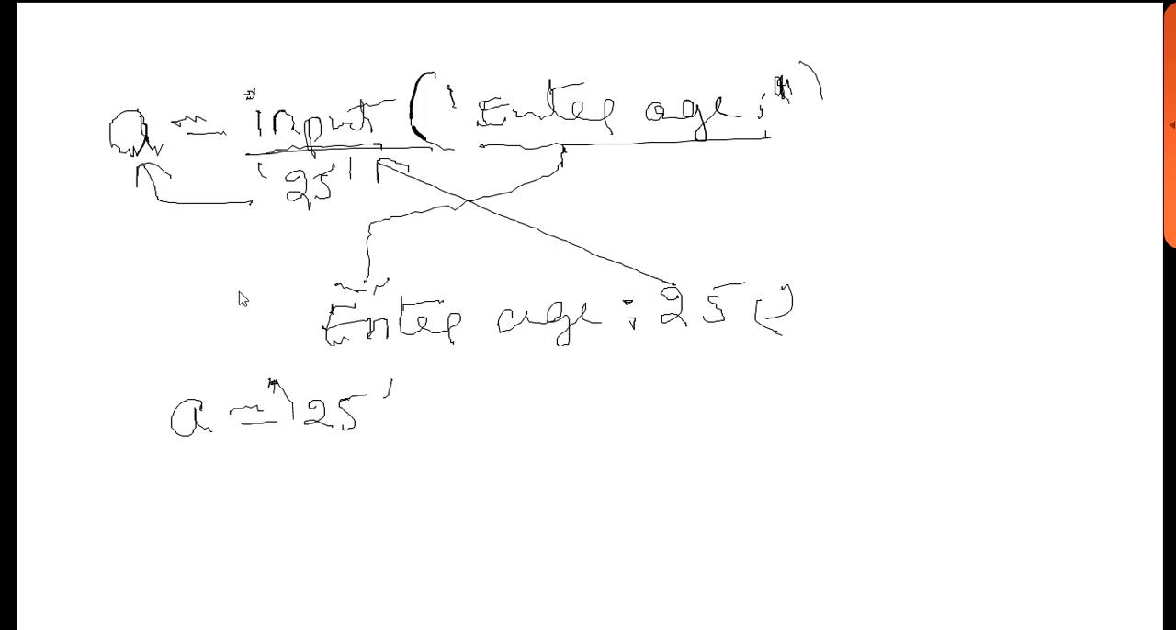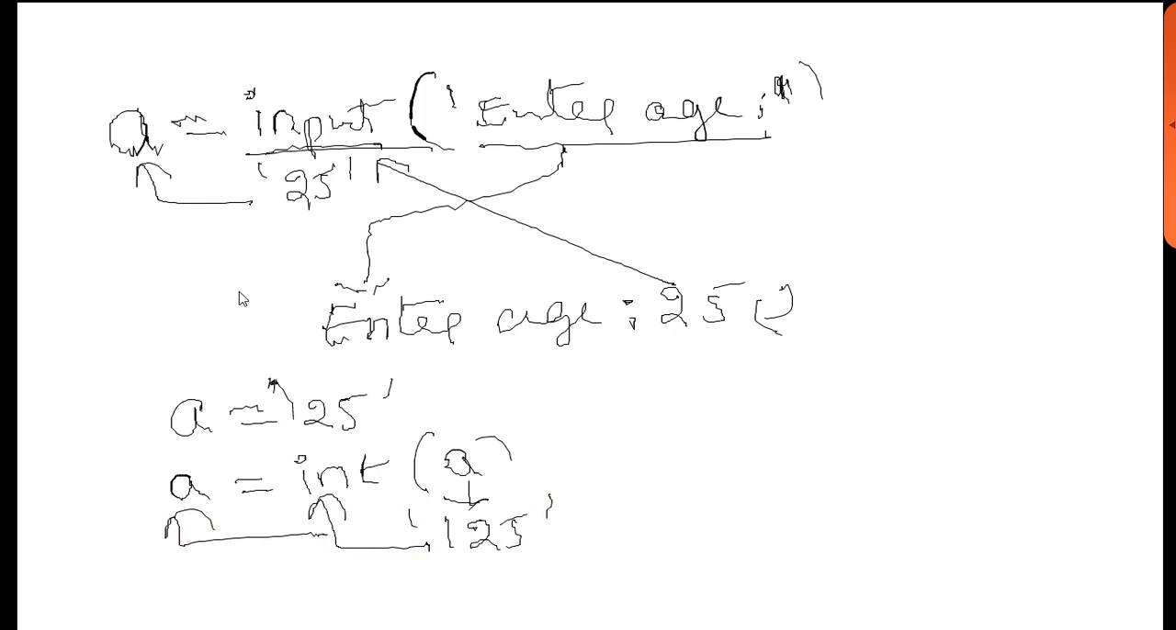Then what we need to do is convert this a value into an integer, like this: integer of a. So this a, which is the string 25, is converted into an integer and assigned to a. This is what happens here.